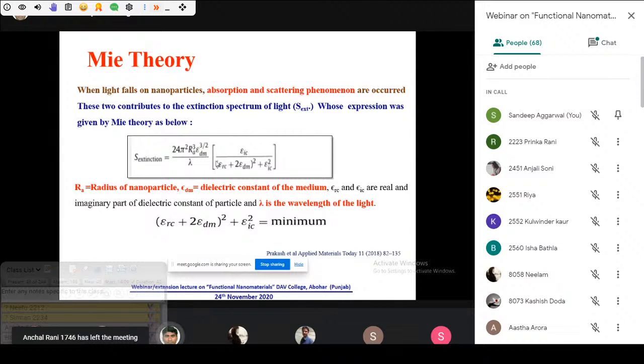The wavelength of light, also the dielectric constant of the medium. So there are various factors that depend on the absorption properties. If you look at the Mie theory, then you will understand something about the absorption at nanoscale. And a special thing is the resonance, where the absorption takes place. We know the visible light wavelength ranges between 400 and 800 nanometer.